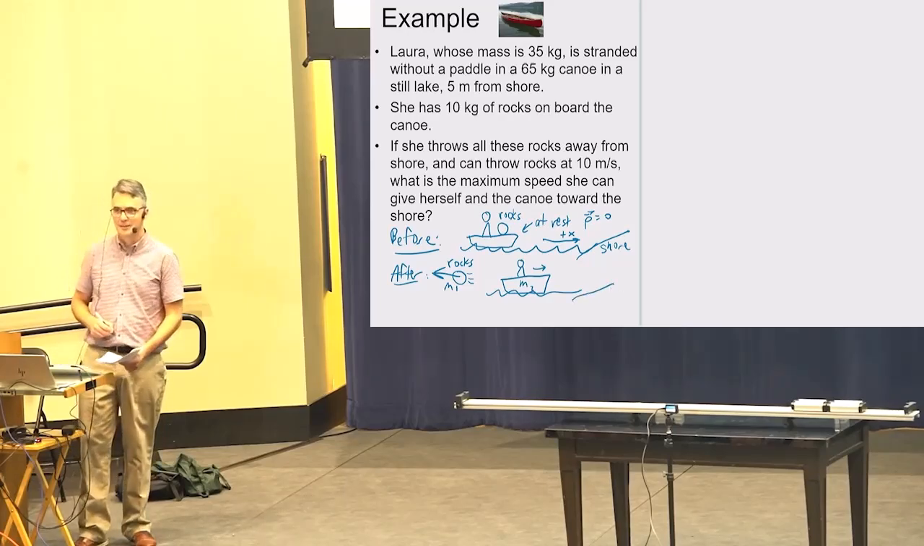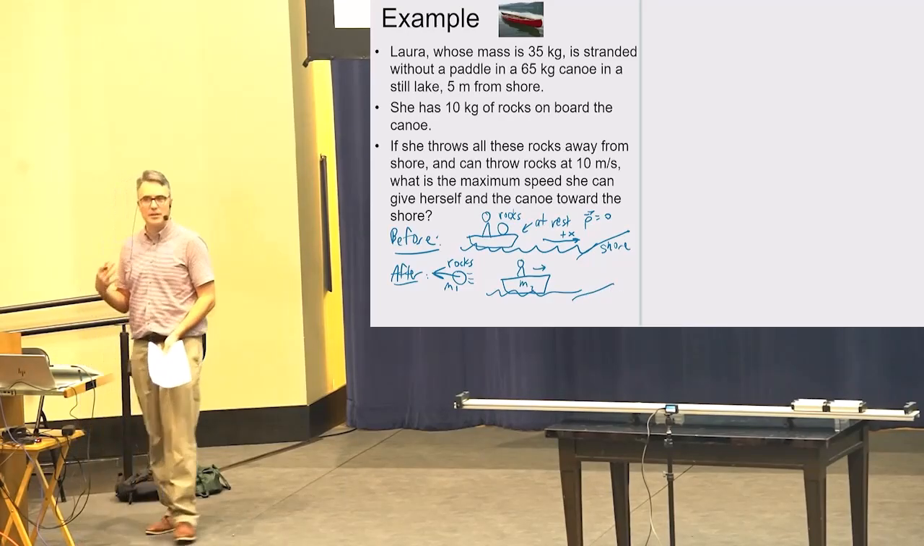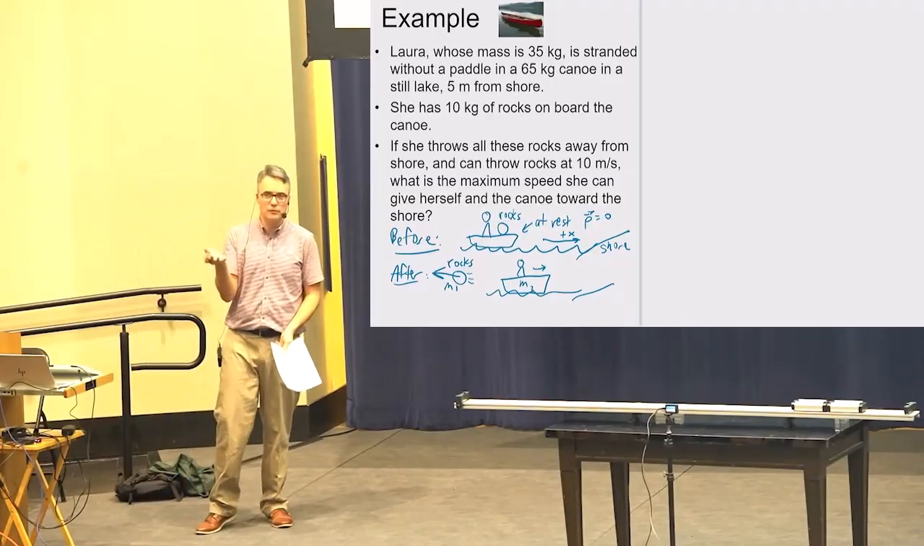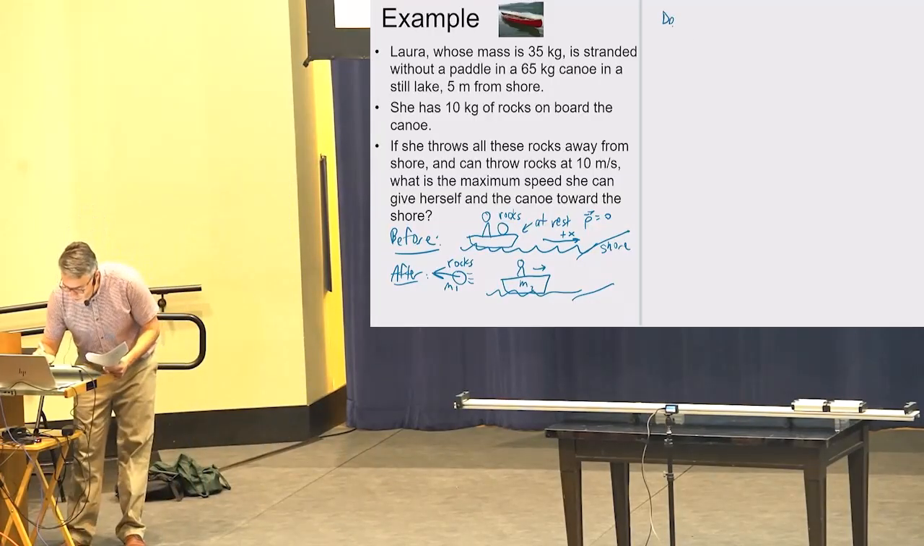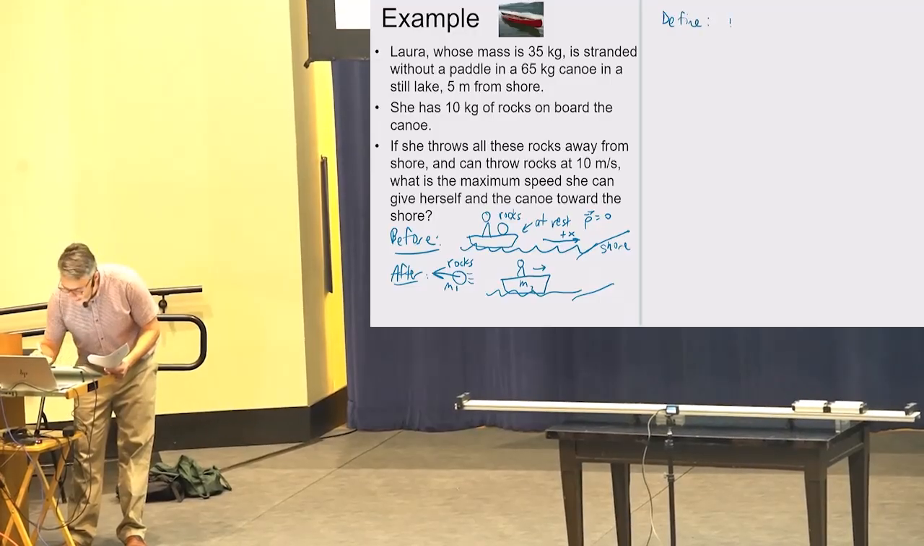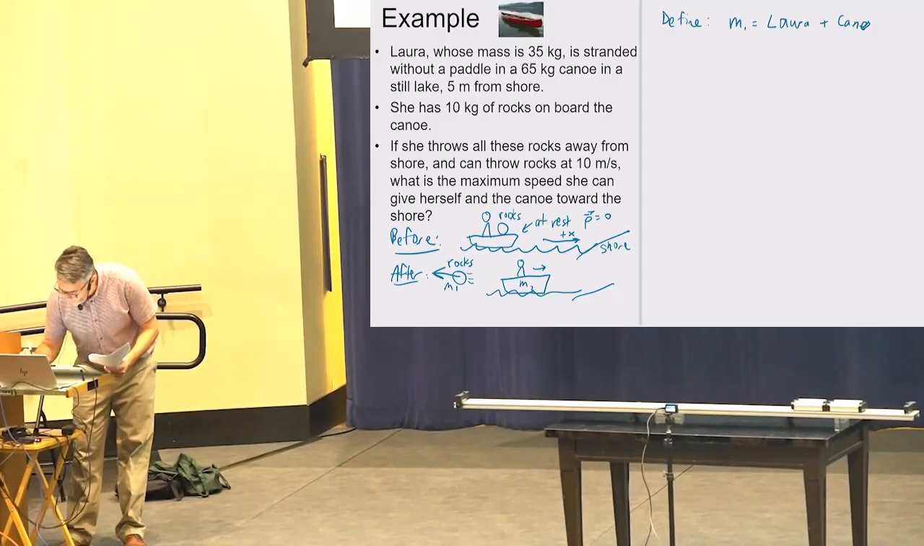That's my diagram. I always say draw a diagram, but the point is it doesn't have to be beautiful. It just has to get you sorting out your thoughts. So what I've tried to do here is I've defined M1 as Laura plus the canoe. So it's going to be the 35 kilograms plus 65, which actually equals 100 kilograms. So that's M1, and then M2 is the rocks. Okay, so that's 10 kilograms.